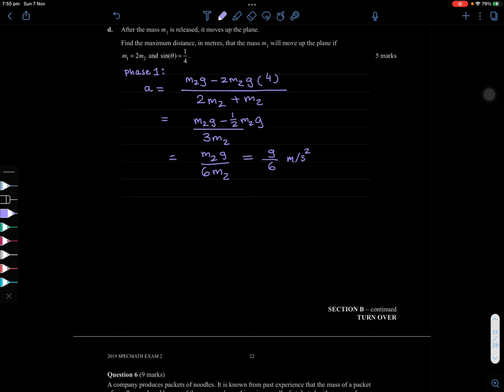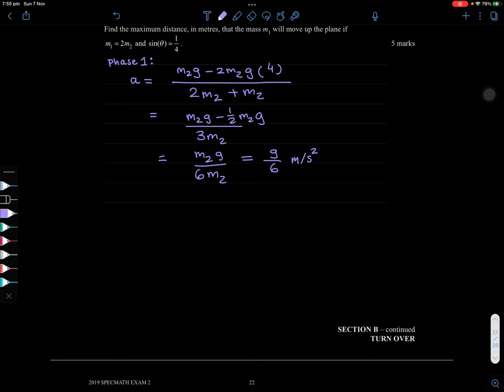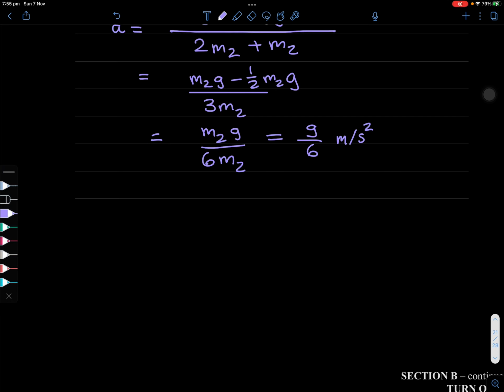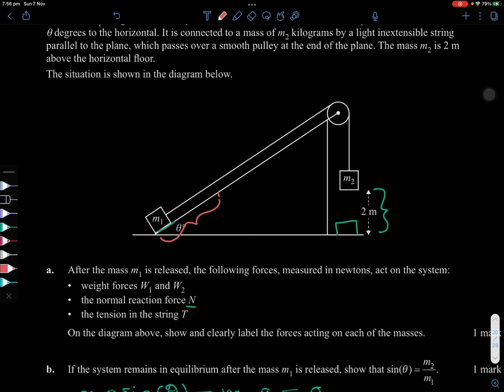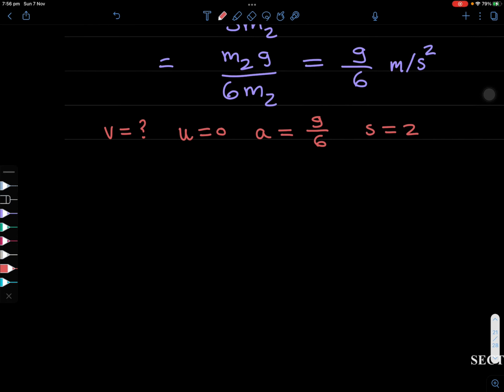Now, what we need to do is use our constant acceleration formulas to actually figure out what our velocity is after that 2 meter displacement, okay? So, we want to figure out V. We don't know what V is. We know our initial velocity is 0 because it's not moving right at the start. It's obvious. Our acceleration is g on 6, okay? And our displacement is going to be 2, because it's moved up 2 at the end of that phase 1, okay?